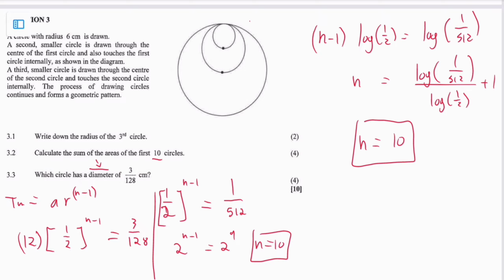So which circle has a diameter of 3 over 128 centimeters? It is the 10th circle.